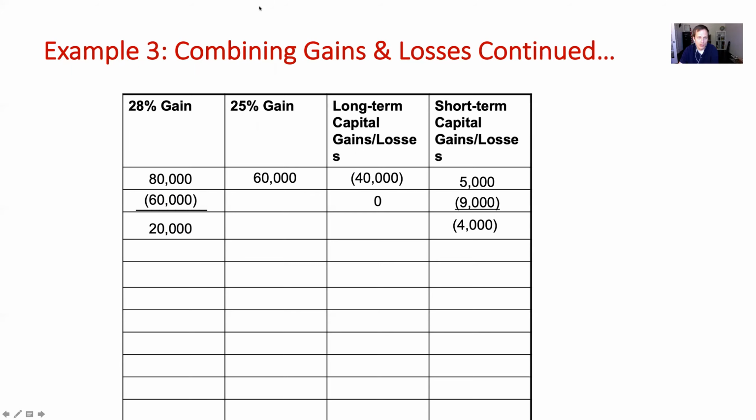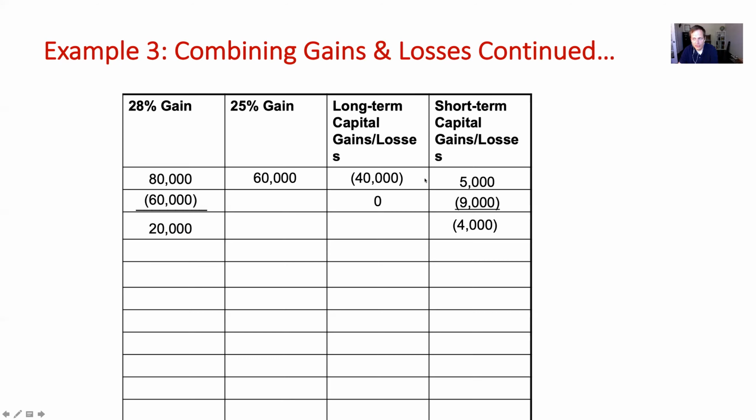All right, so I'm always going to go over to the long-term side, and I'm going to start at the highest rate. This is a gain, so I'll just leave it for now, and I'll move here. These are always gains, so I'll leave it. So I'm going to take, now I have a loss.